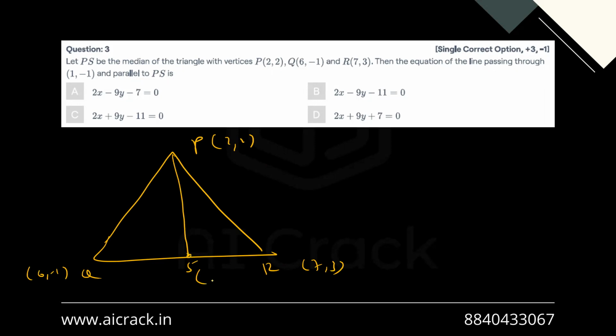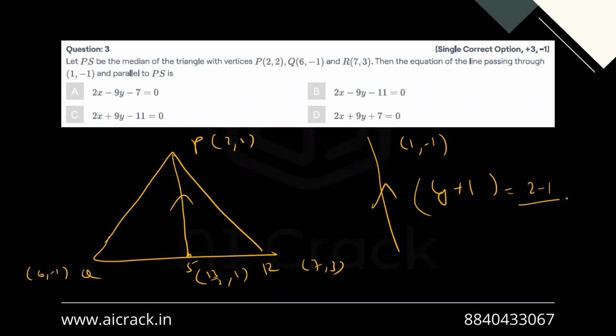So we can find out these coordinates with the help of the midpoint formula. That would be 7 plus 6, 13 by 2, and that would be 3 minus 1, that would be 2 by 2, that is 1. Okay. So we have got the coordinates of S. Now there is one line parallel to this median, and that is passing through 1, minus 1. So you can directly write in two-point format, because we can take the slope from here and we know the point over here. And slope for these two parallel lines would be the same. That would be y plus 1 equals m times x minus 1, where m we can take from here. That would be (2 minus 1) divided by (2 minus 13 by 2) times (x minus 1). Okay, so this is the equation.